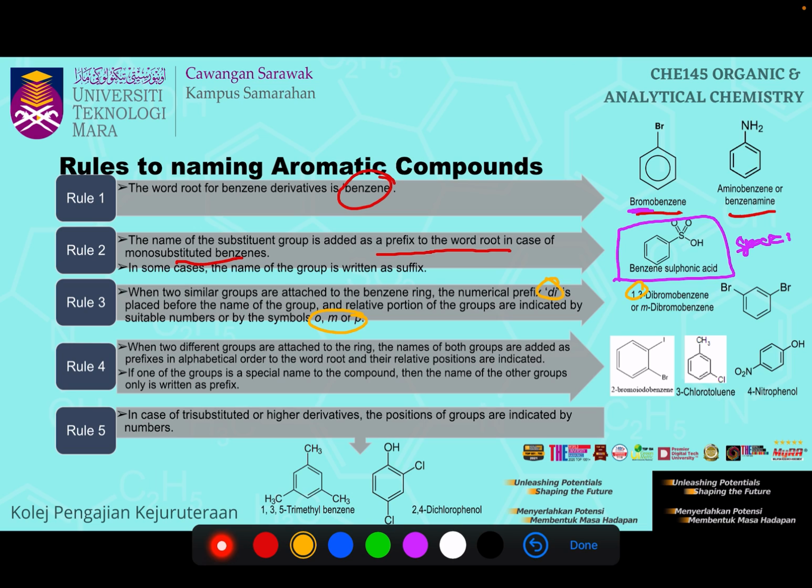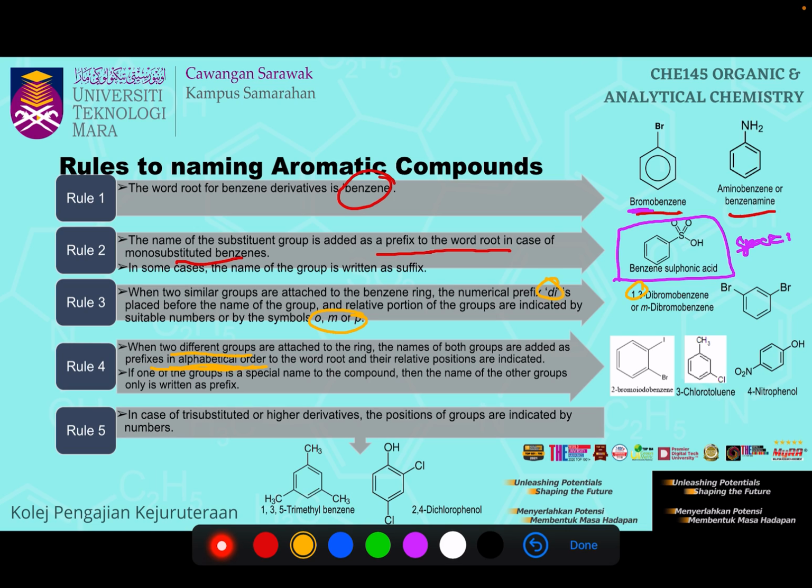So rule number 4 says when 2 different groups are attached to the ring, the names of both groups are added as prefixes in alphabetical order. So if you have 2 different groups, make sure you arrange them in alphabetical order, added to the word root, which is still benzene, and their relative positions are indicated.